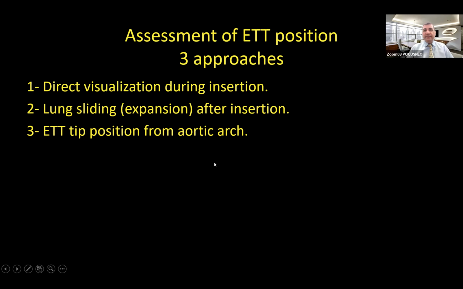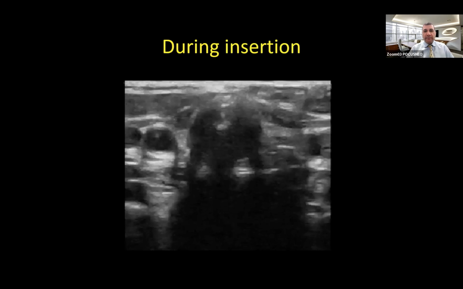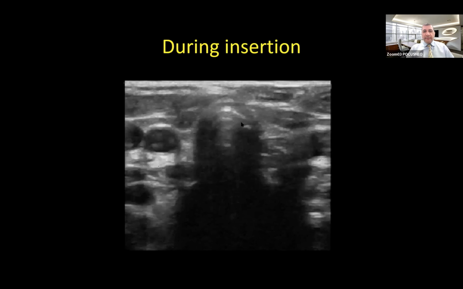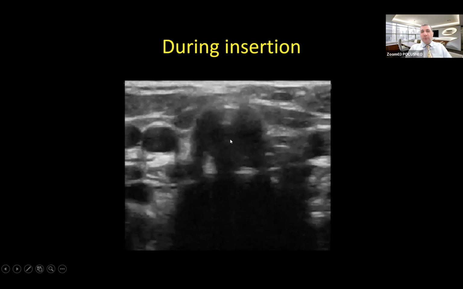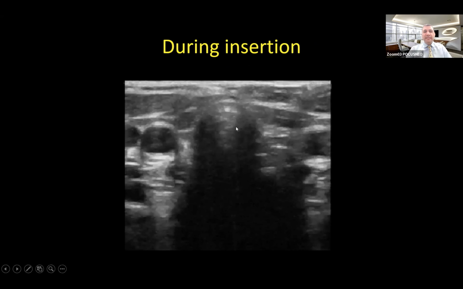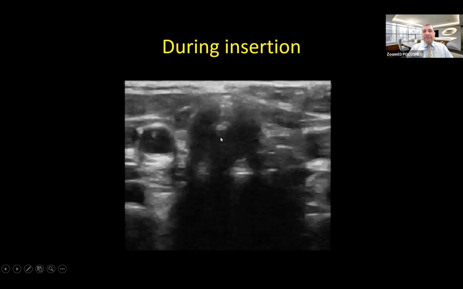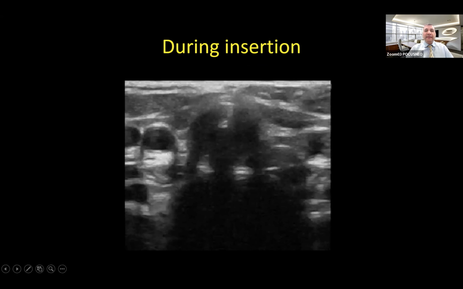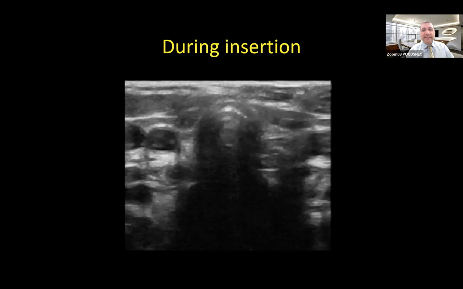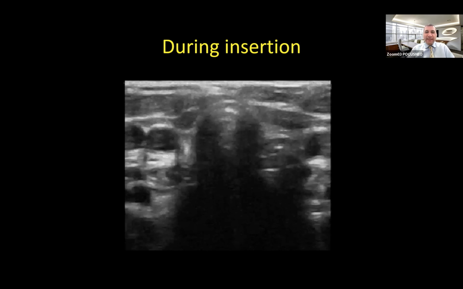So you need experience with echo. These are the 3 approaches, and I will show you how to do them one by one. Now there is a person here, the probe over the neck, and someone inserting an ET tube. You will not see the ET tube, but you will see some artifacts of air moving inside. And if the ET tube is in the esophagus, it is easier to detect by ultrasound.